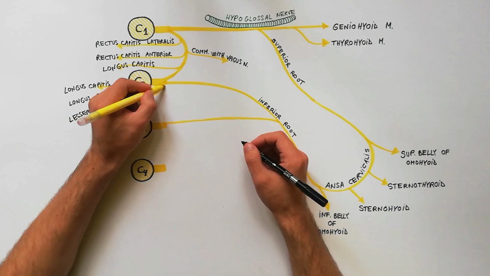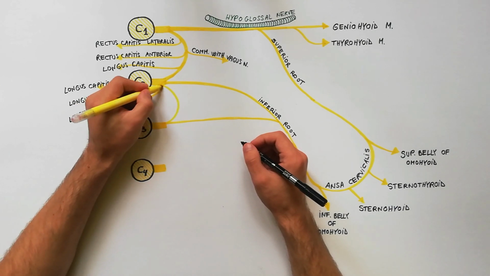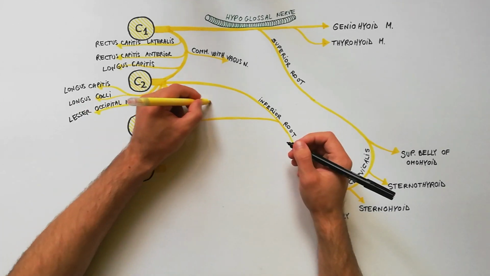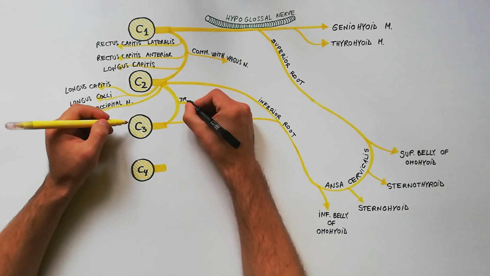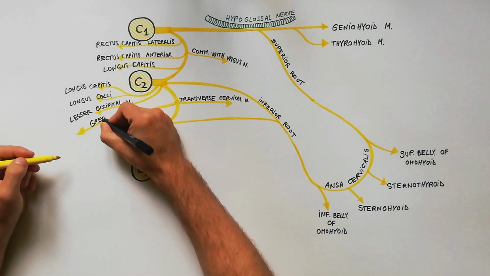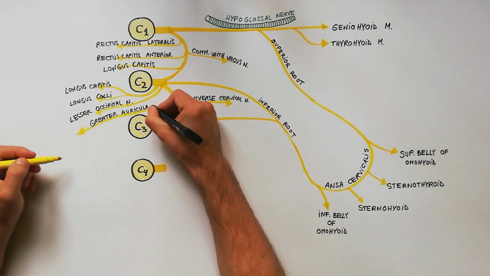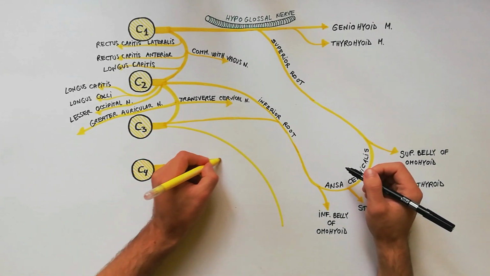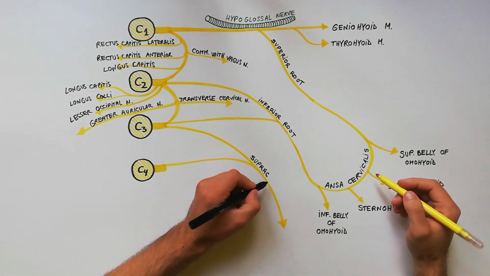C2 and C3 ventral rami are also united by way of an interconnecting loop. From this loop arise the transverse cervical nerve and the greater auricular nerve. From C3 and C4 arises the supraclavicular nerve.